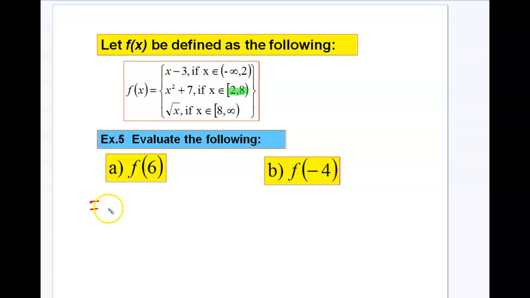So I'm going to replace 6 in place of x. So it's going to be 6 squared plus 7. So 36 plus 7, so that's going to equal 42.